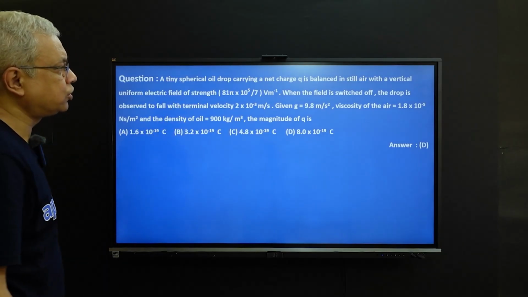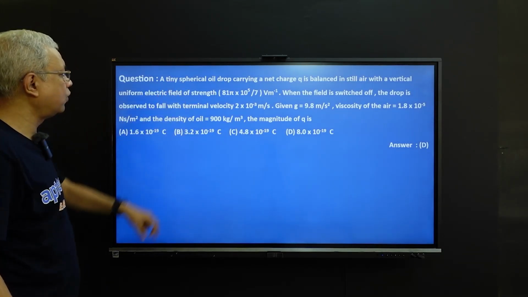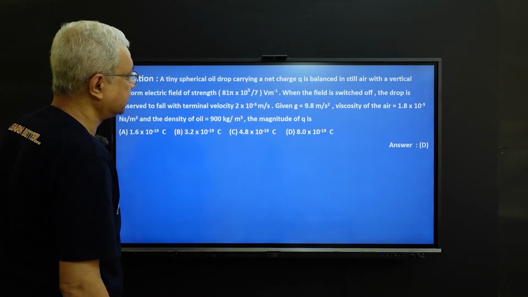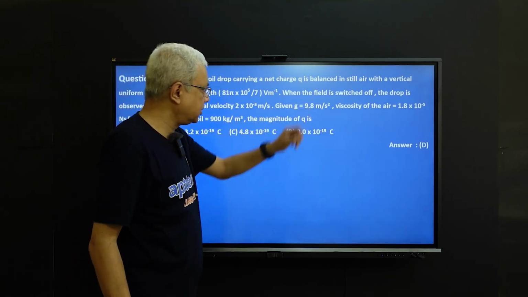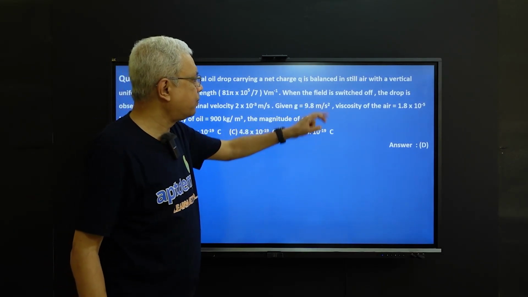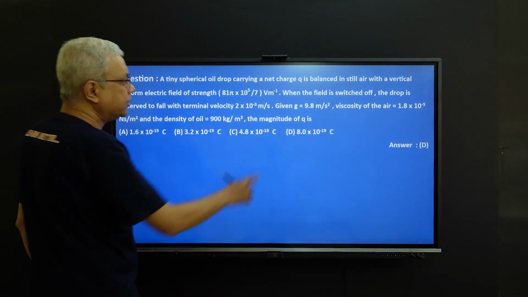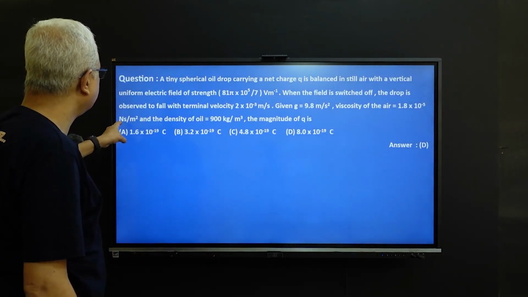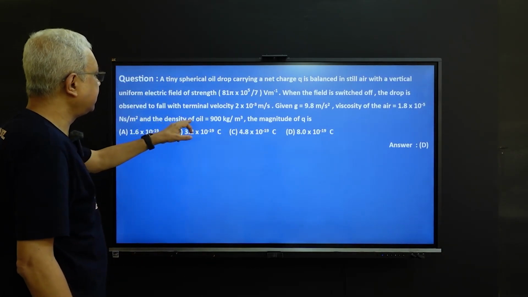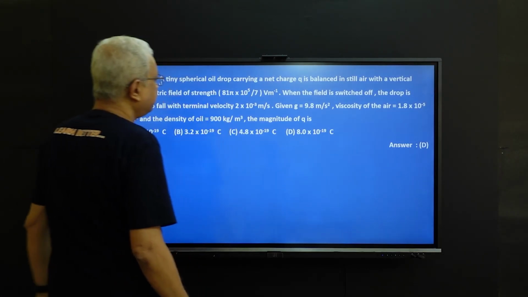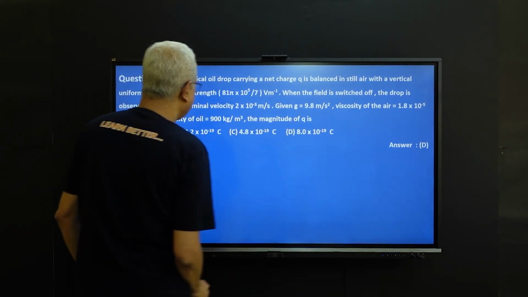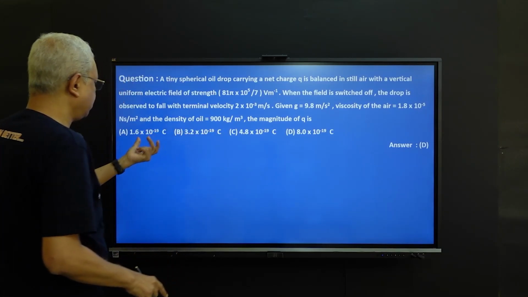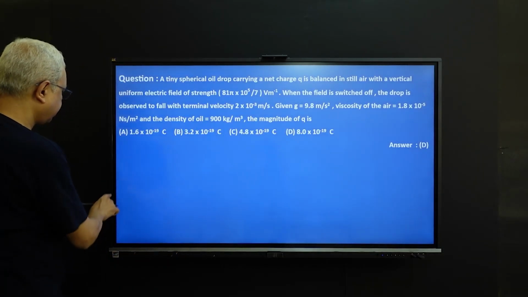When the field is switched off, the drop is observed to fall with terminal velocity 2 × 10^-3 meter per second. Given g, the acceleration due to gravity, as 9.8 meter per second square, viscosity of the air 1.8 × 10^-5 newton second per meter square, and the density of oil 900 kg per meter cube. The magnitude of Q is, which one is correct out of these four options that we have to find out.